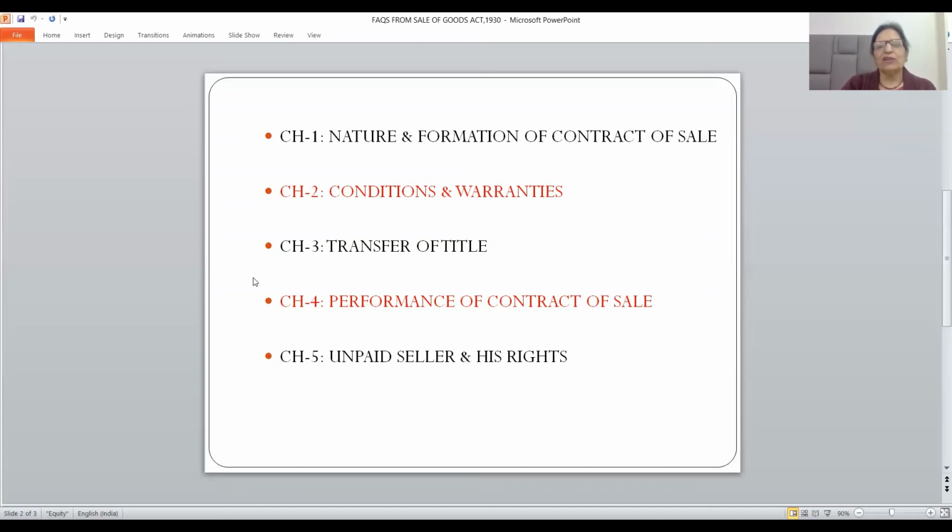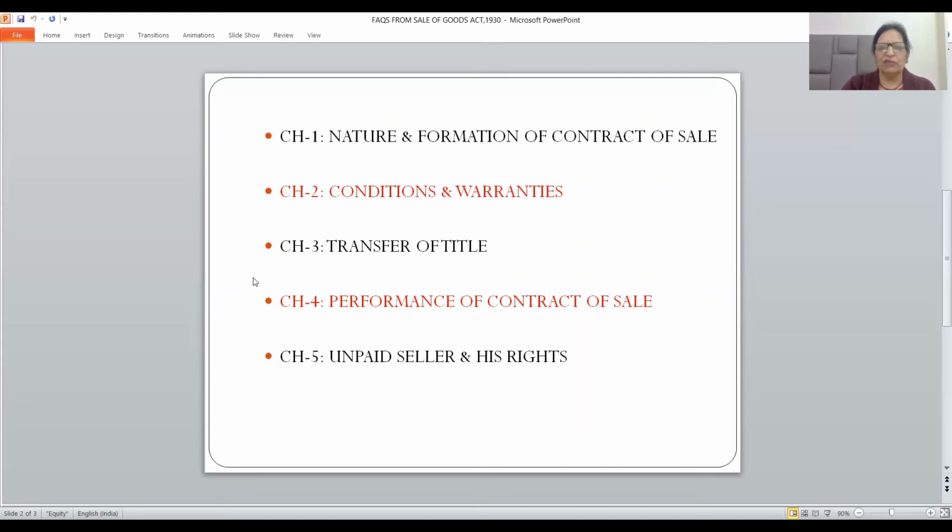Then what is the impact of part delivery of goods? Who has to bear the expenses of delivery of goods? 12 points. Well, what will happen when the goods are in the possession of third party? Buyer has a right to examine the goods. If the goods are sent by ship, and the goods get damaged on the way, who will bear the loss of destruction of goods? So 12 points are there, friends.